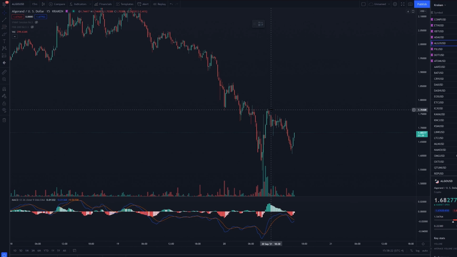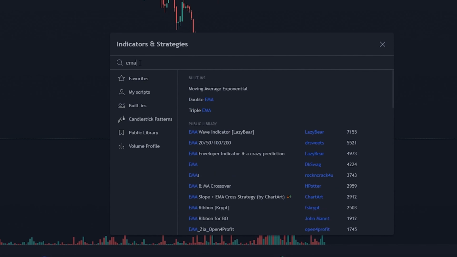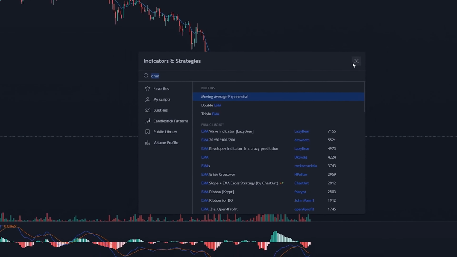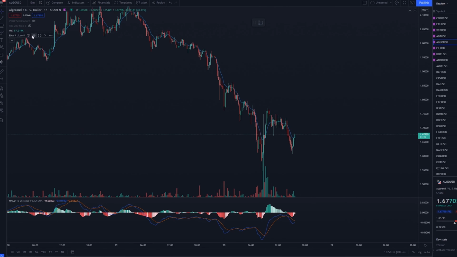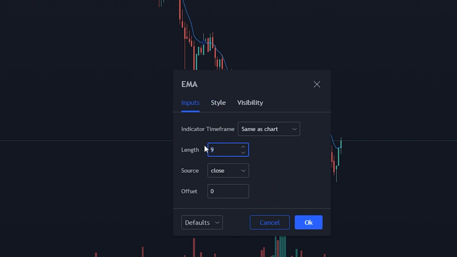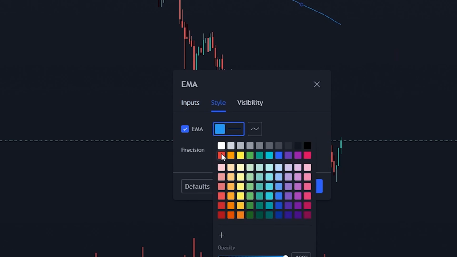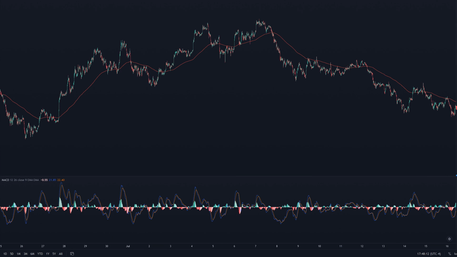To do this, you're going to go to the Indicators tab on TradingView and type in EMA, which stands for Exponential Moving Average or Moving Average Exponential. Click the top one. Then go to the settings of the EMA, go to Inputs and change the length to 200, which makes it a 200 exponential moving average. Then go to Style, and I like to make mine red, but you can make it whatever color you want. Once we have the EMA indicator added, you'll see just a single line.